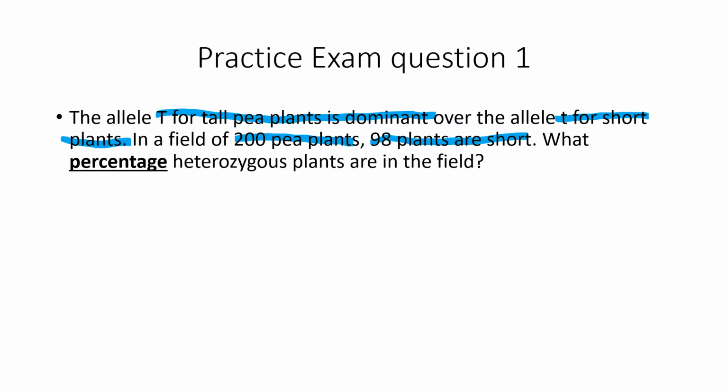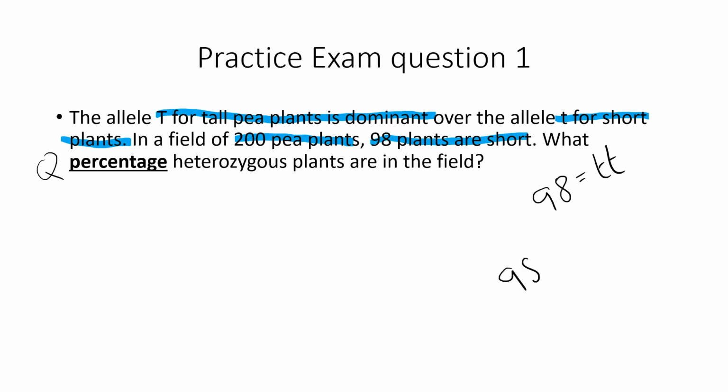And the question is, what percentage are heterozygous? So I'm going to put a Q there so I know that's what the question actually wants me to answer. If there are multiple parts, I'd put Q1, Q2, and Q3 just to make sure that I've answered all the parts that it's asking. So the first thing we've got is that 98 plants are short. Well, those 98 plants represent the lowercase homozygous recessive condition.